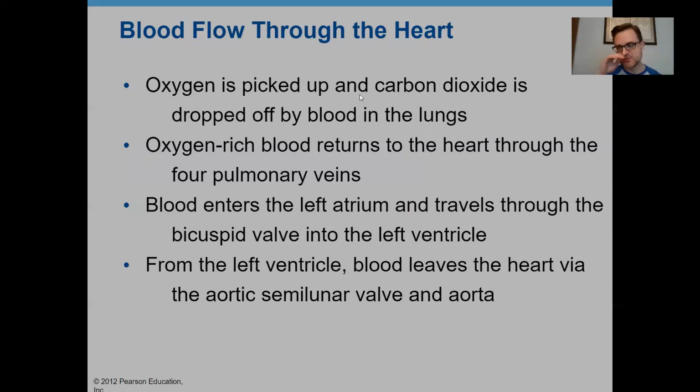Oxygen's picked up, CO2 is dropped off in the lungs, in which case the oxygen-rich blood returns to the heart via the 4 pulmonary veins. Blood enters the left atrium, then goes past the bicuspid valve into the left ventricle, where it then gets pumped up into the aorta. It goes past the aortic semilunar valve up to the aorta, and then through your body, and the cycle repeats. All right.